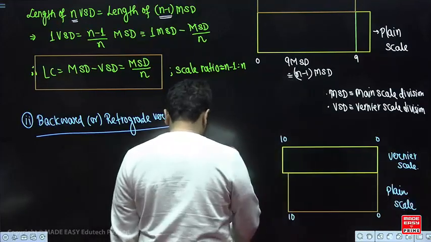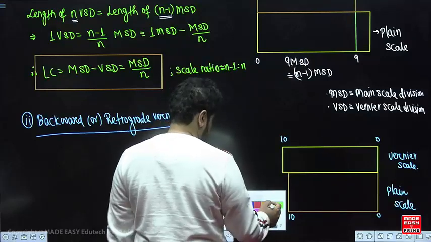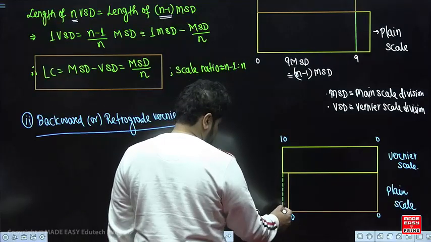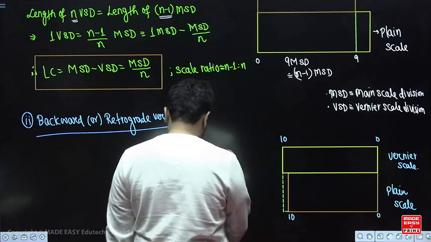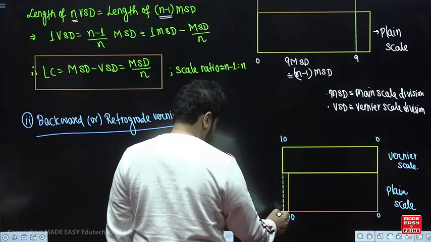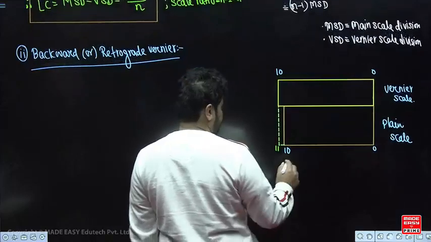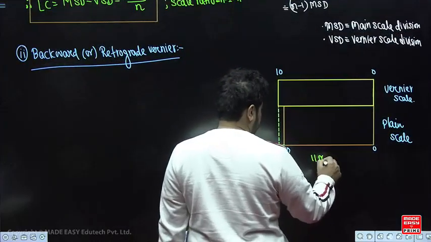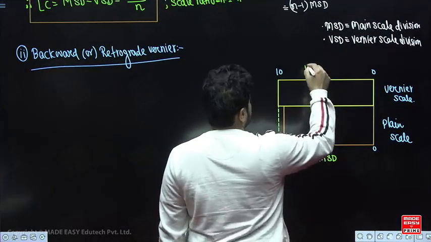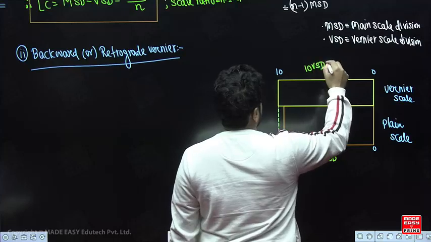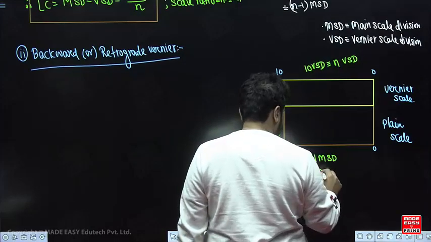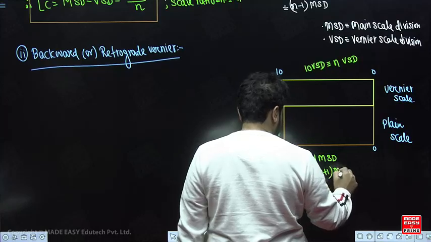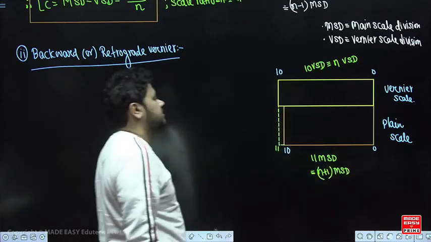Correct. So here what you can observe is that one extra division is there, isn't it? So this extra is nothing but your 11th. Fine. So I can say that this is your 11 main scale divisions and this is your 10 vernier scale divisions. So if I call it n vernier scale divisions, it will become n plus 1 MSD, isn't it?